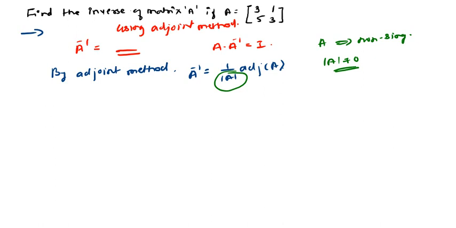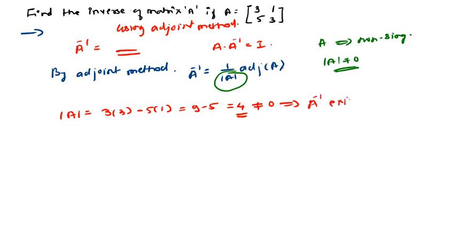So firstly we will check whether the inverse of the given matrix exists, so check what is the determinant of the given matrix. This will be 3 into 3 minus 5 into 1, which will be 9 minus 5, which is equal to 4. So this determinant is not equal to 0. This implies the inverse A inverse exists. If this determinant is equal to 0, then the inverse of the matrix will not exist.